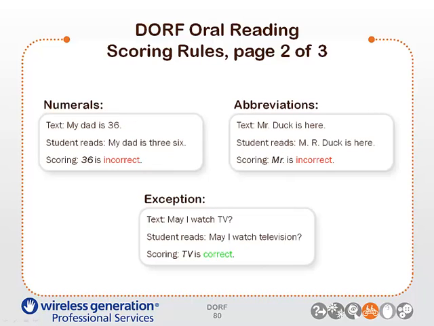Here are some scoring rules for numbers and abbreviations. Score numerals and abbreviations incorrect if spelled out or read number by number. So for example, my dad is 36. If the student reads it digit by digit, you would mark incorrect 36.